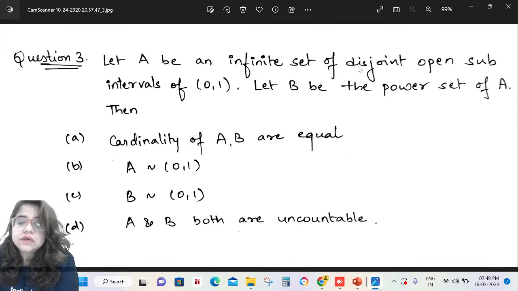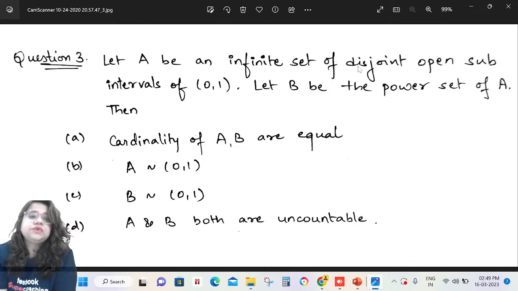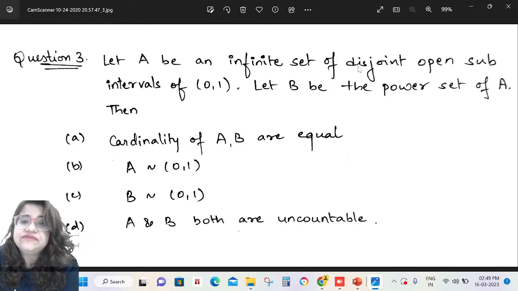Okay, so this is the third question, right? Let's proceed with this. It says, let A be an infinite set of disjoint open subintervals of (0,1). Let B be the power set of A, right? Then we have to find which of the following are possible. Either the cardinality of both the sets comes out to be equal.